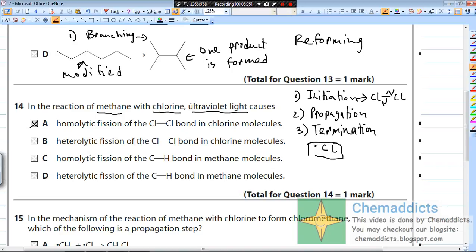Ultraviolet light breaks the bonds in chlorine molecules in the initiation step. That is point number 1. The second point is, in the initiation step the chlorine bond in chlorine molecules breaks homolytically, creating chlorine free radicals, which then attack the methane molecule in the next step, which is the propagation step. So here A should be the answer.